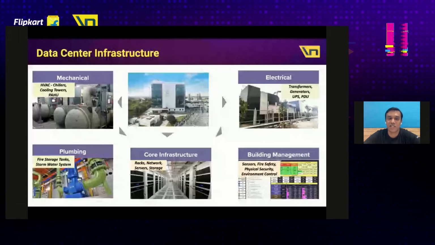There are a lot of mechanical, electrical, and plumbing devices which help in running this data center effectively. Things like chillers, cooling towers, precision air handling units, fire storage tanks, transformers, generators, UPS, power distribution units. All of them have to work correctly and efficiently to ensure the servers are running in the right cooling environment. So monitoring these systems is absolutely important for us, right?